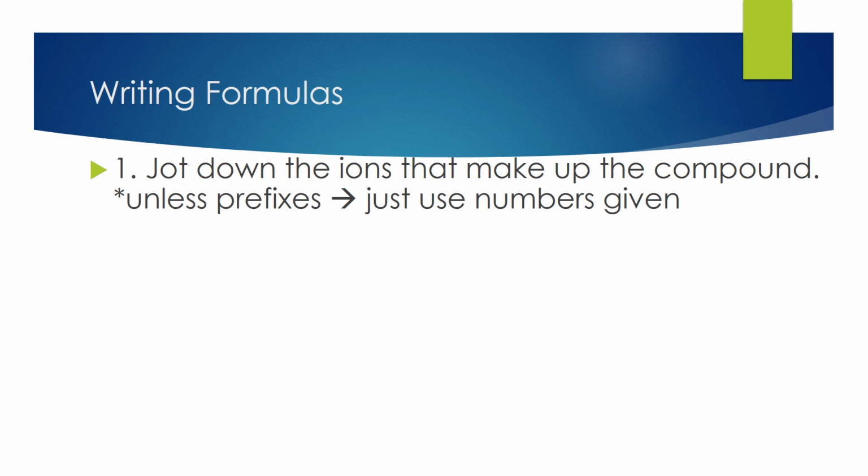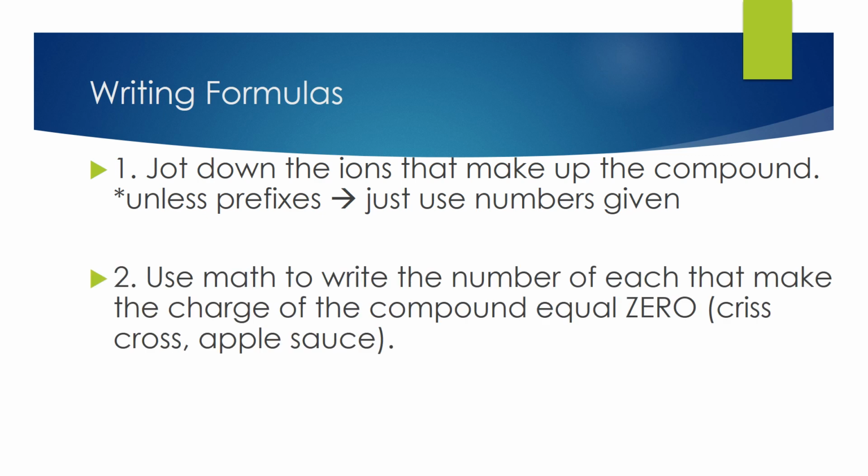Unless there are prefixes, because remember, that's the beauty of the prefixes. They just tell you exactly how many of each thing there are. Then we're going to use math to write the number of each ion that makes the charge of the compound equal 0. I'm going to call this crisscross applesauce.